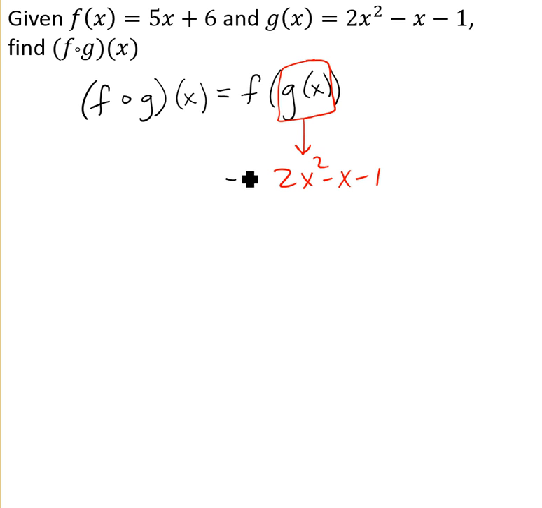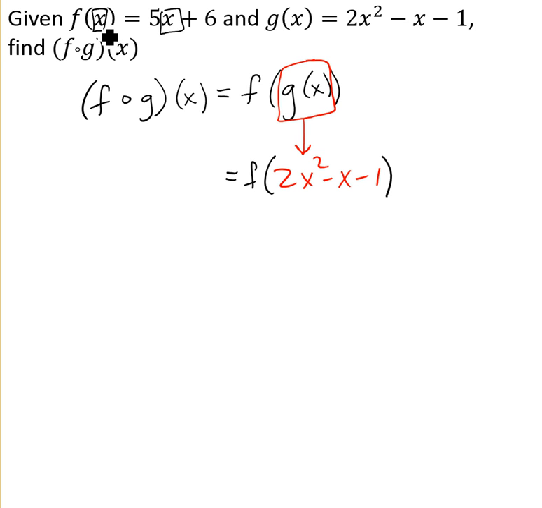Now I still have this f in front, so I still have to evaluate f at this expression g of x. So now I'm looking at my function f, which is the first one that's given up here, and the x in this case is really just kind of a placeholder. It's a generic input. So f is actually taking that input and multiplying it by 5 and then adding 6. And f is going to do that to any input, no matter what that input is, whether that input is x, whether it's a number, or whether it's something like what we have down here that we're having to plug in, an expression like 2x squared minus x minus 1.